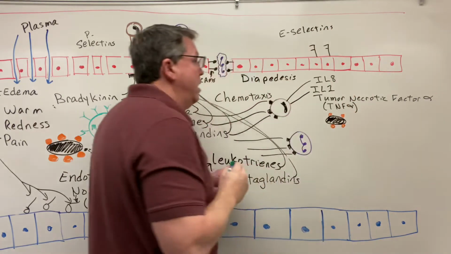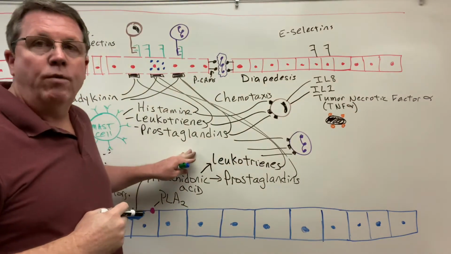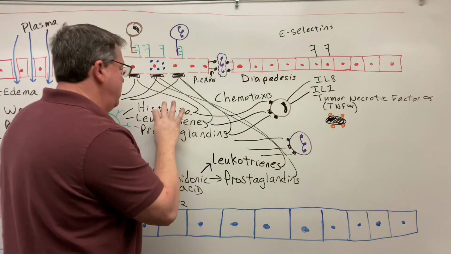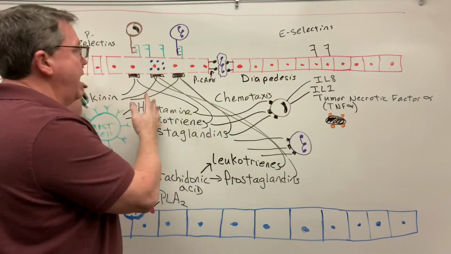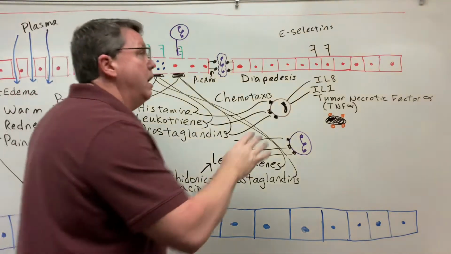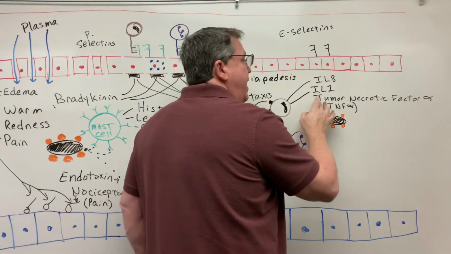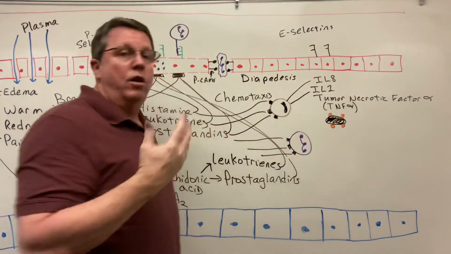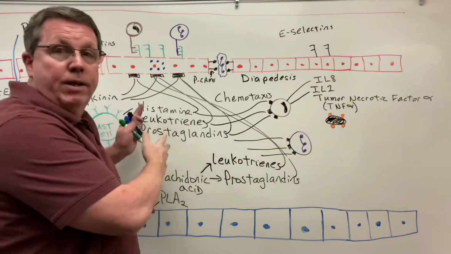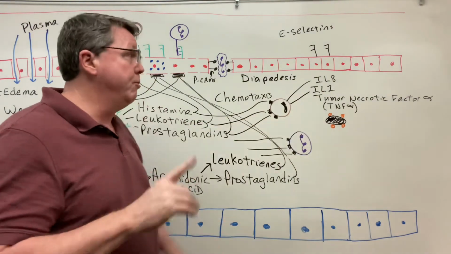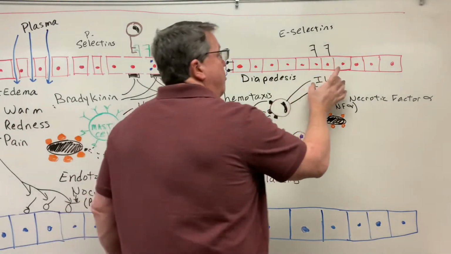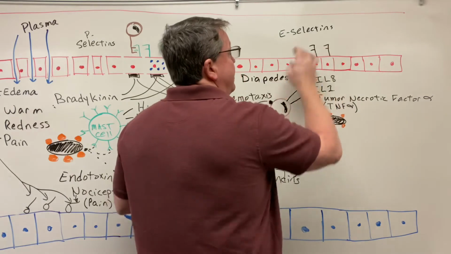Now, these here are already made. So when your body needs these, it just produces them. And this part happens almost immediately. Interleukin 1, tumor necrotic factor, and interleukin 8 all need to be made. See, these are already made, they're ready to go. These need to be made when they find out there's a problem. So what's going to happen is these are actually going to go, and it's going to cause these E-selectins to pop up.